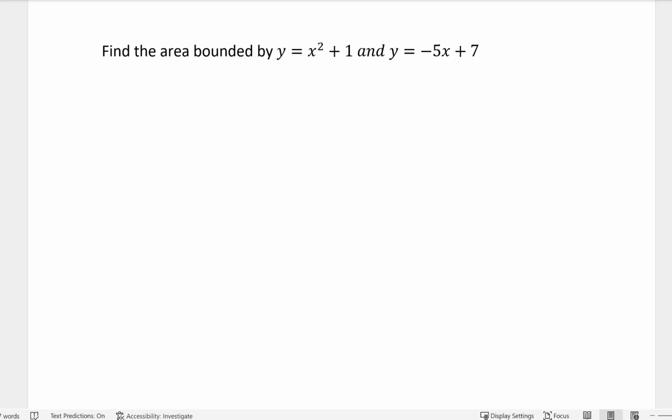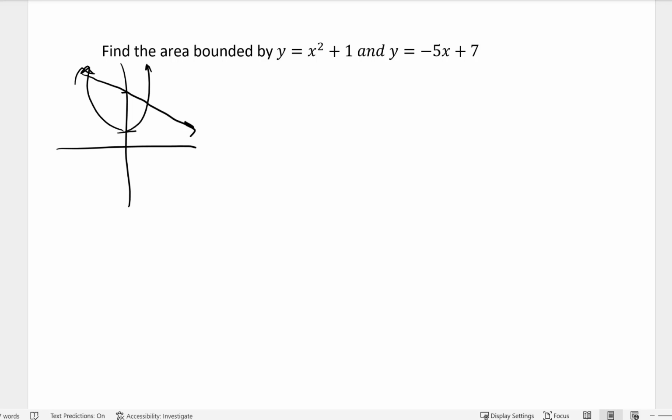So same idea. This says bounded. So we're thinking we have two things. Again, I'm just going to do a quick sketch. X squared plus 1 is a parabola that got moved up 1. Negative 5x plus 7 is a line, so it has a y-intercept of 7, and then it has a slope of negative 5. So it has this kind of look.